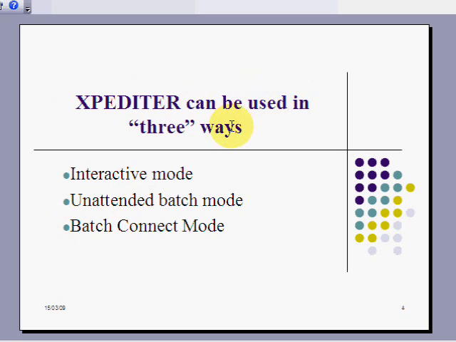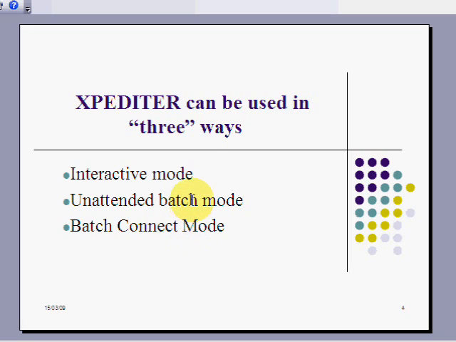xpeditor can be used in three ways: interactive mode, unattended batch mode, and batch connect mode. Before moving ahead, I'll also say that xpeditor can be of two types. We can use it in batch, and we can use it in CICS, that is online. I don't have the setup for online because for that we have to create transactions, and I don't want to go into that. So I am just concentrating here on batch xpeditor. The usage of both is the same. So once you are familiar and comfortable with working in batch, you will be comfortable working in online also.